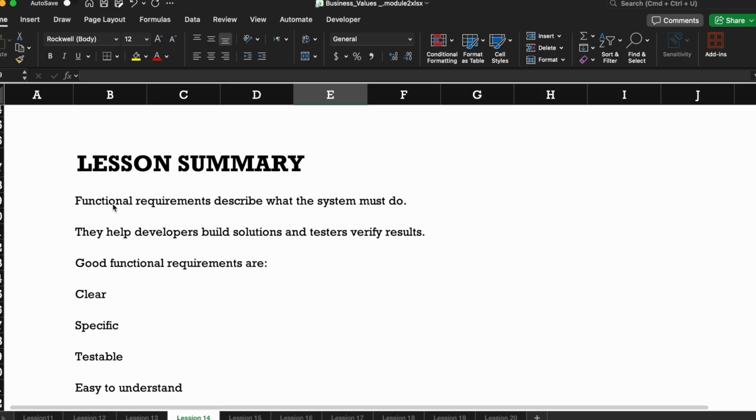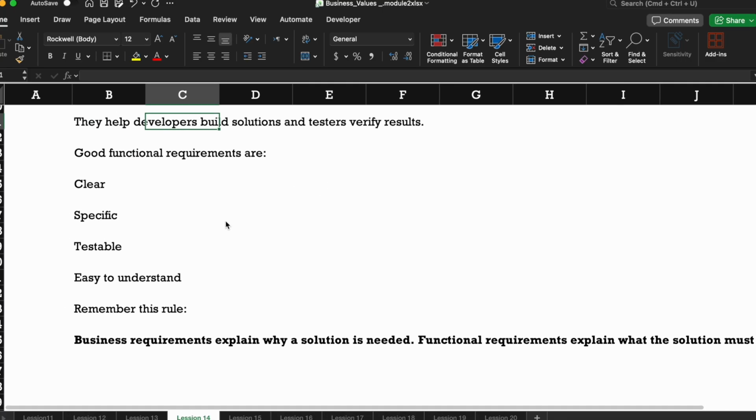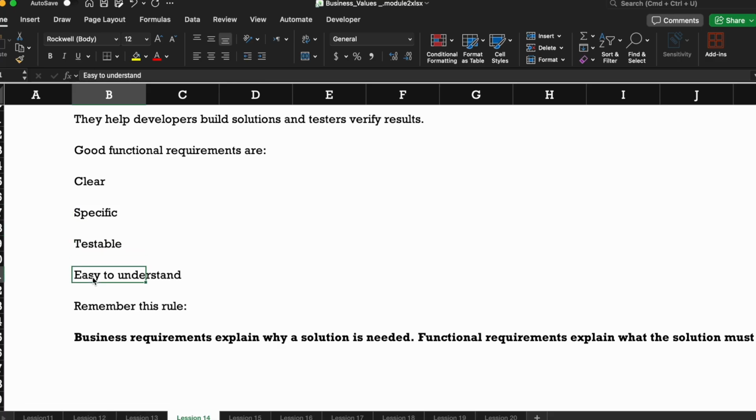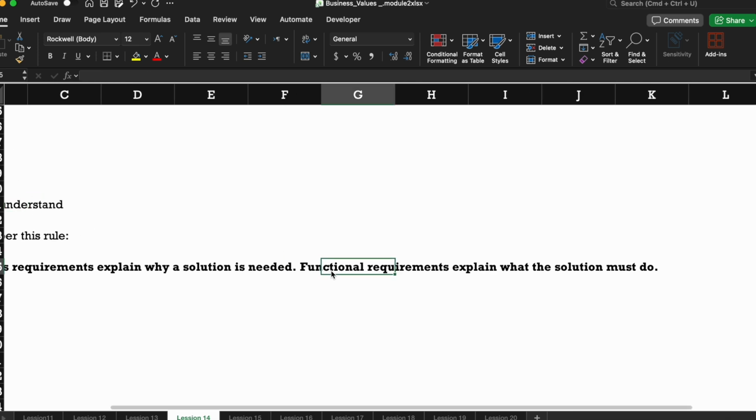Lesson summary. Functional requirements describe what the system must do. They help developers build the solution and testers verify results. Good functional requirements are clear, specific, testable, and easy to understand. Remember this rule: business requirements explain why a solution is needed; functional requirements explain what the solution must do.